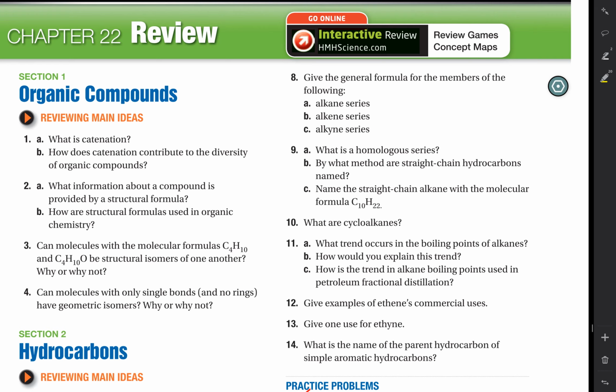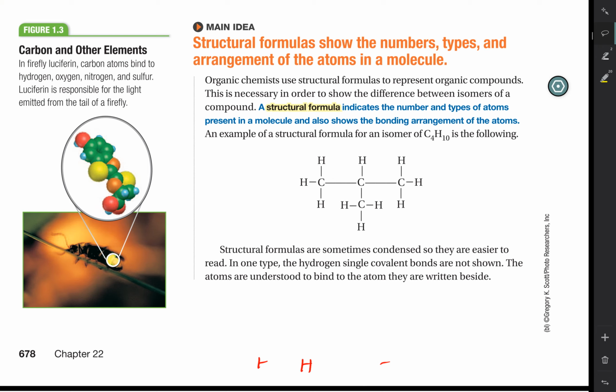Question number 2, part A. What information about a compound is provided by a structural formula? Part B. How are structural formulas used in organic chemistry? The answer is on page 678.